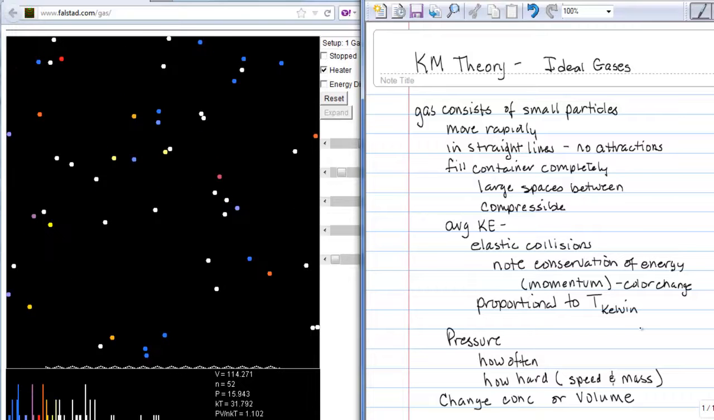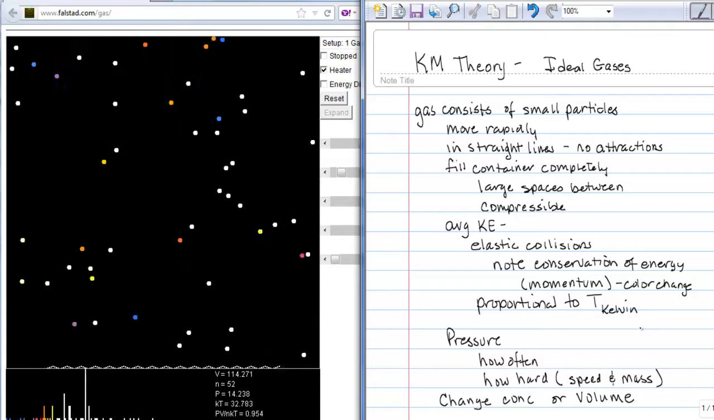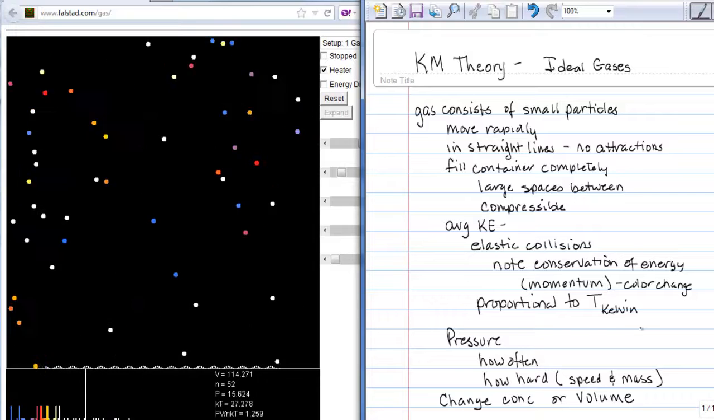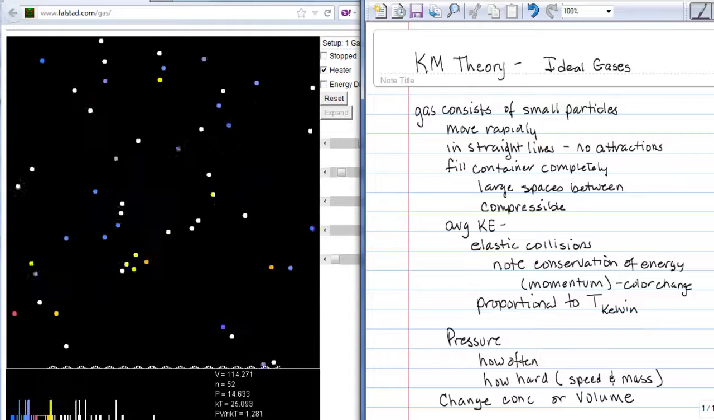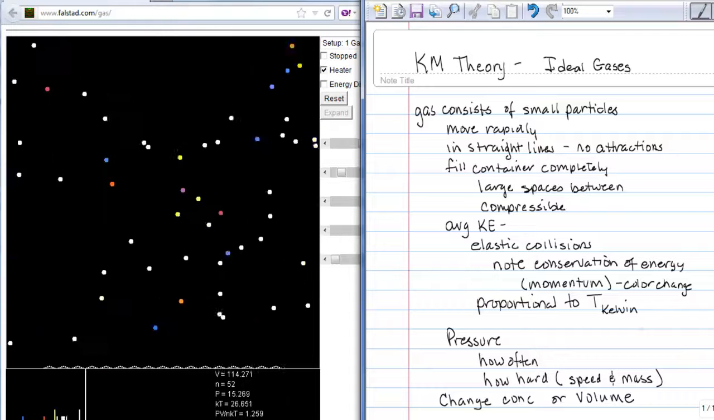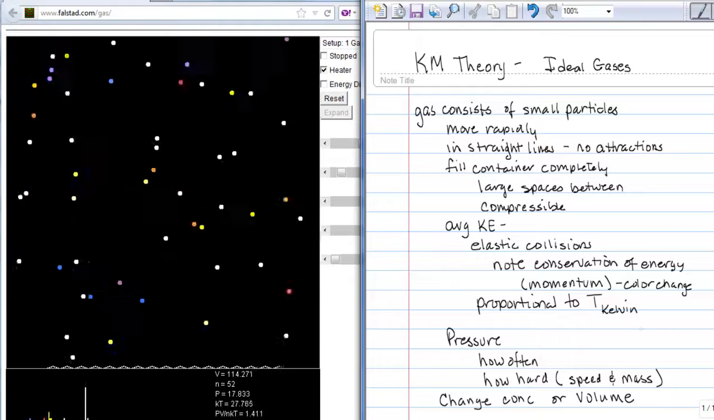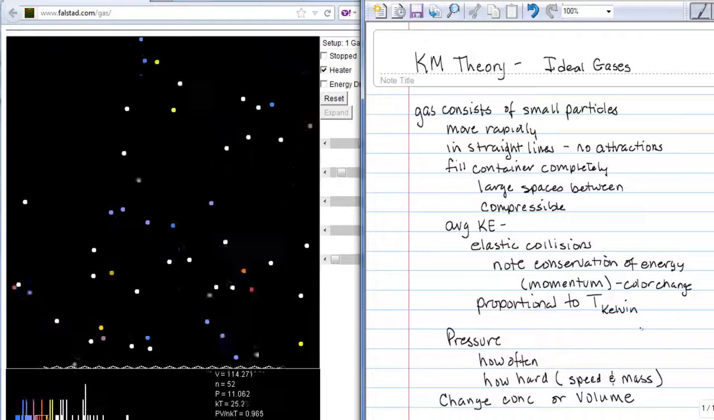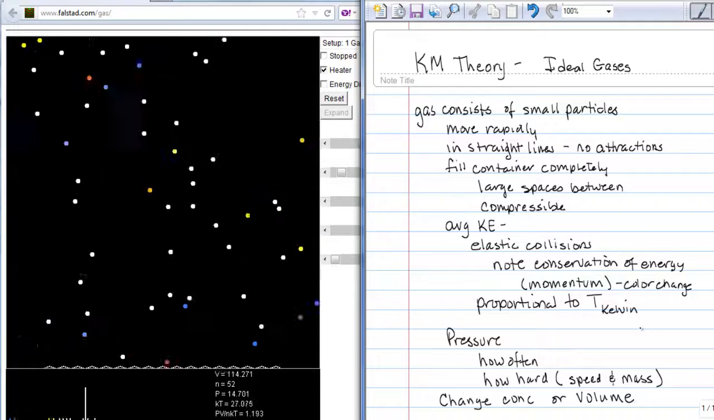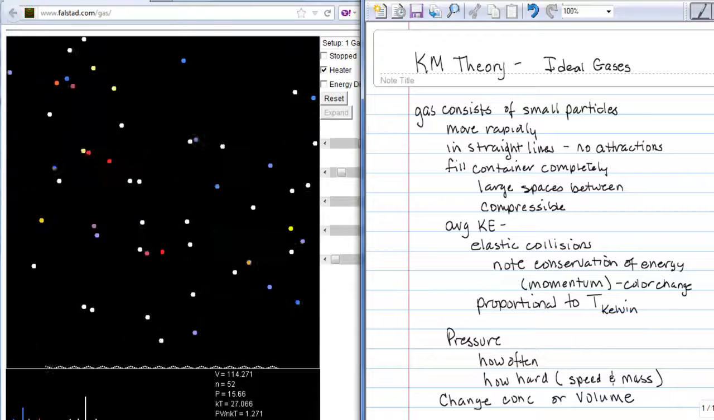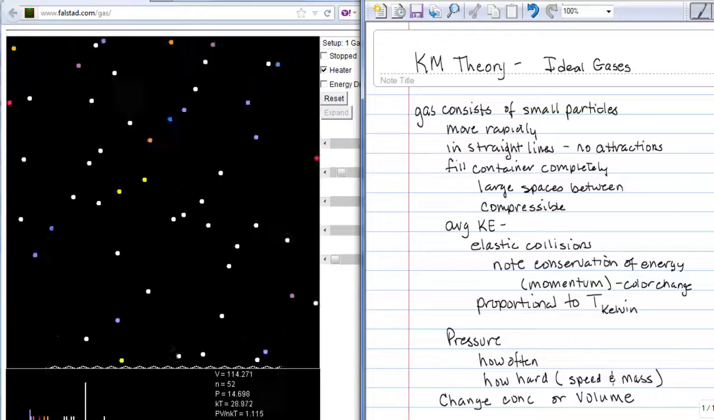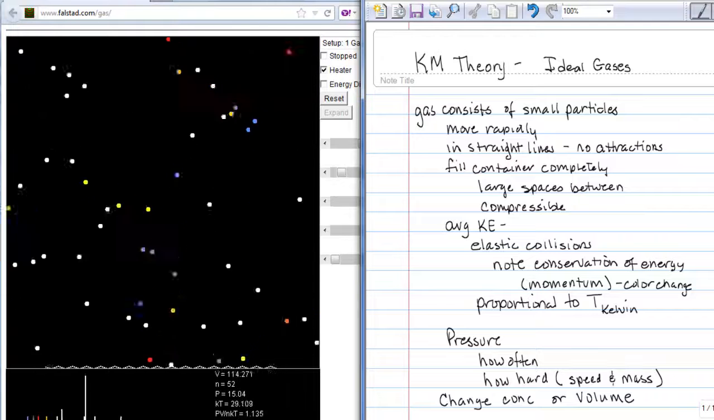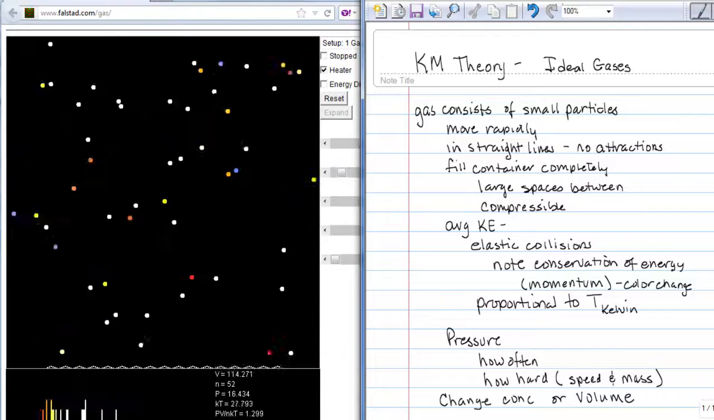Gases will fill the container completely. There are typically large spaces in between them, and sometimes it's really hard to see those large spaces because oftentimes the particles are really way too big. These particles shouldn't even be as big as a pinhead. You always have to make them look too big so that you can actually see them in animations.